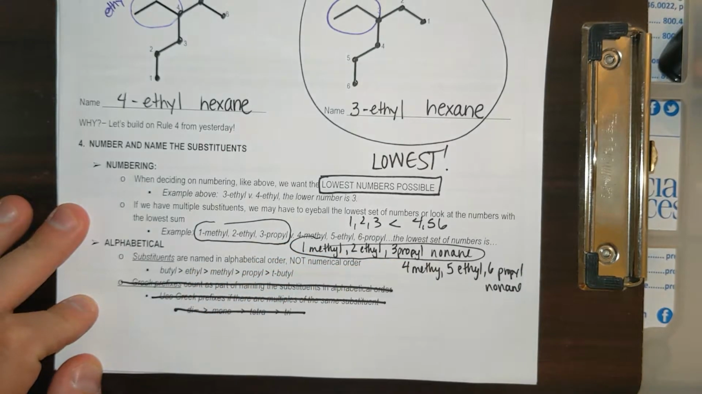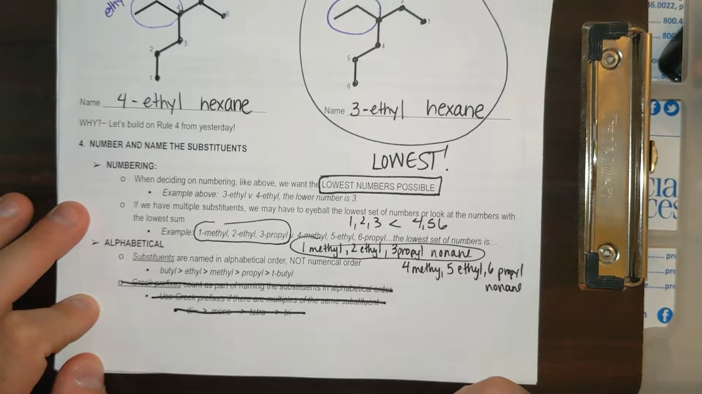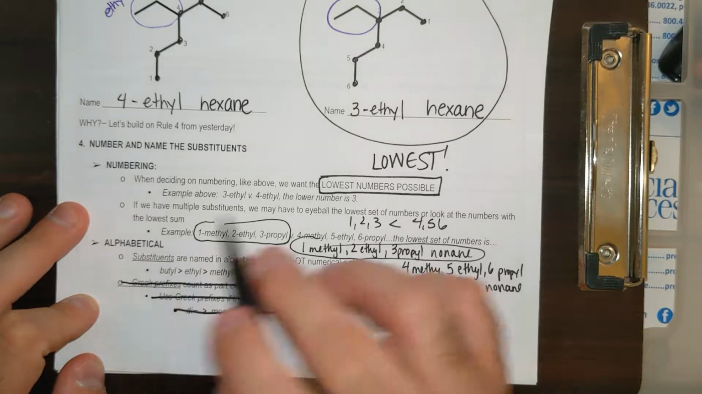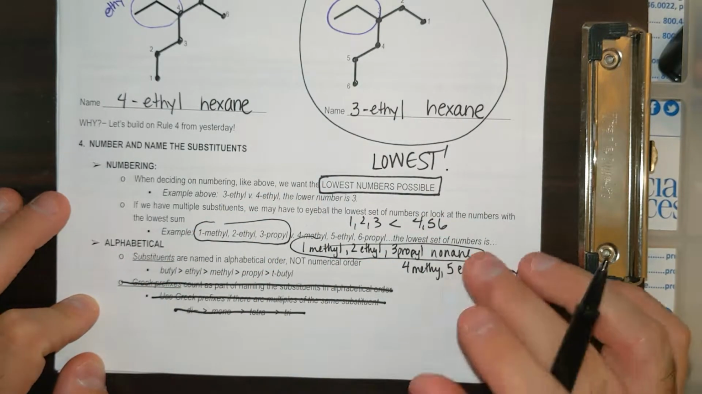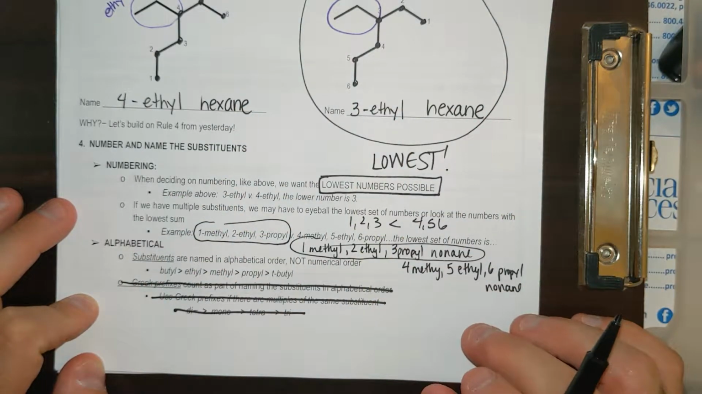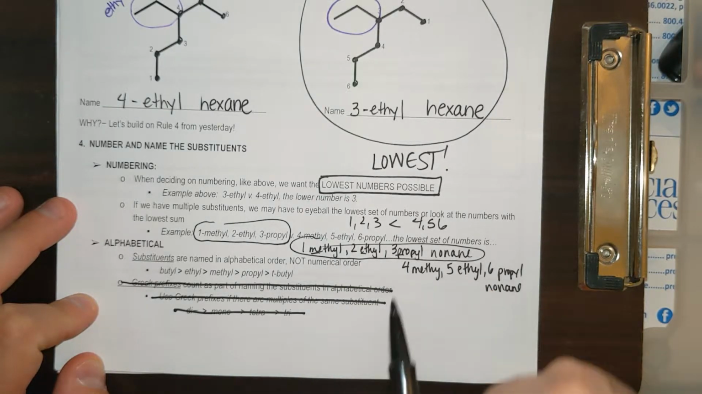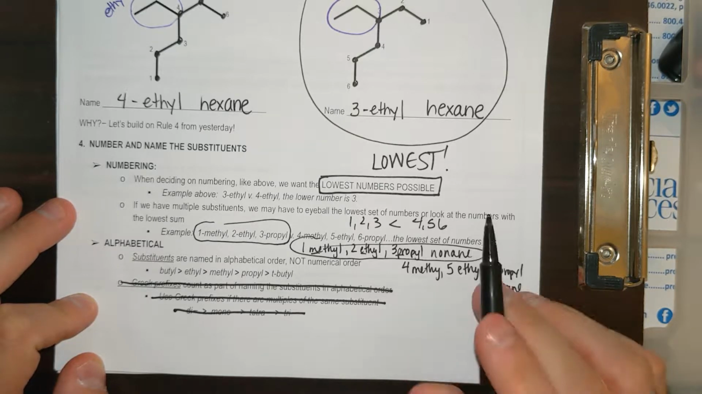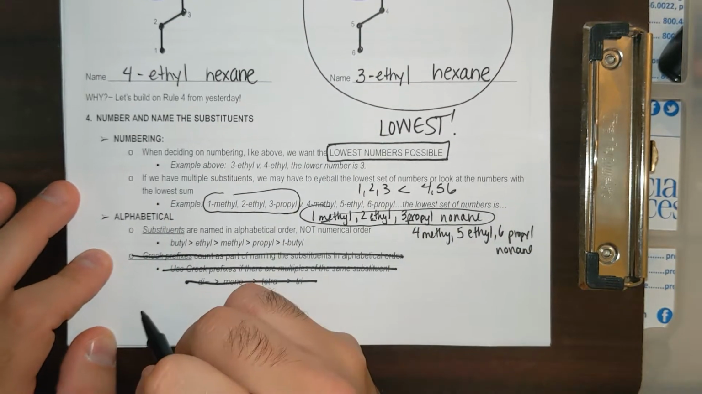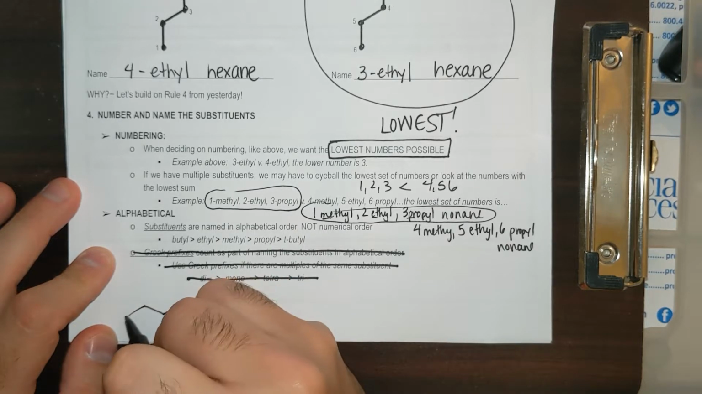We're not going to do that. Greek prefixes do not count in the alphabetical order. This has been an update and a change, just to make this a bit simple for us. So we only care about the methyl, the ethyl, the propyl, right? That capitalization.